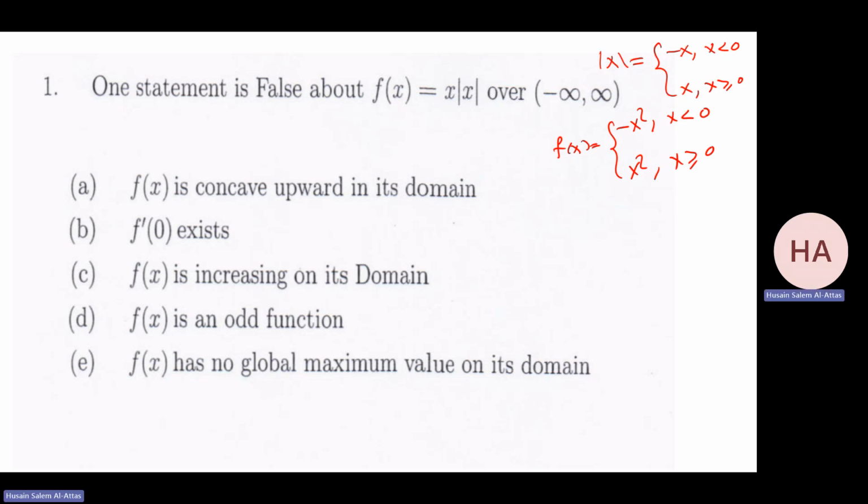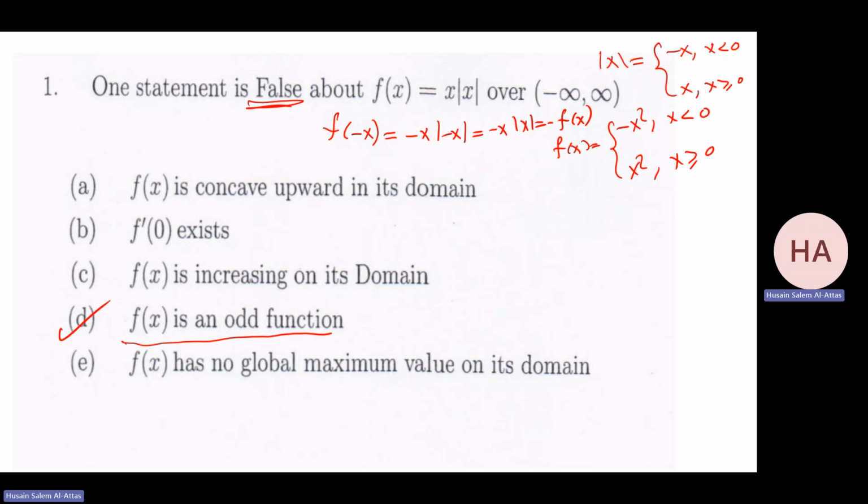Or I can check if it is an odd function. How can I check it? Through f of minus x, which equals minus x times the absolute value of minus x. So it's minus x times the absolute value of x. That will be minus f of x. So it's an odd function. This is true. They want the false statement.